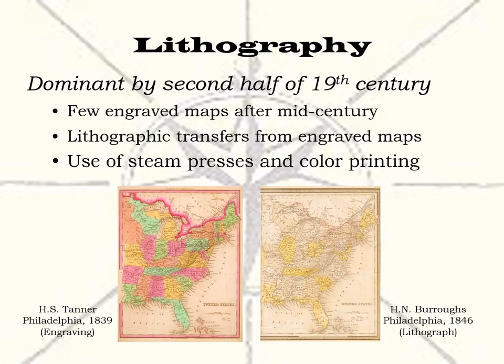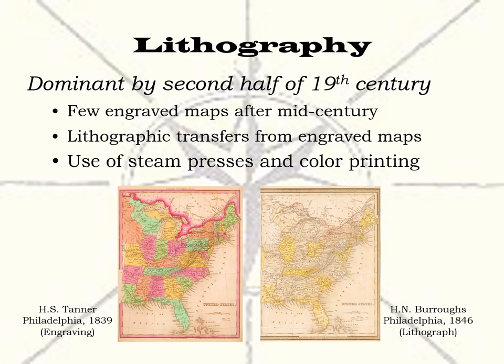Lithography became the dominant map-making process by the second half of the 19th century, used by most major map publishers. In general, there are few engraved maps after about 1850. This dominance was caused by the many advantages of lithography, which we'll look at next, and because of developments in the process which made lithography easier and more practical to use.